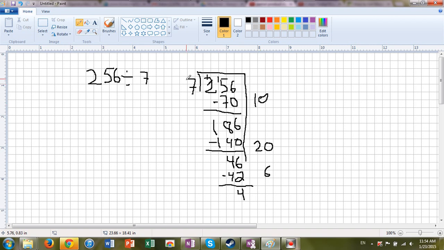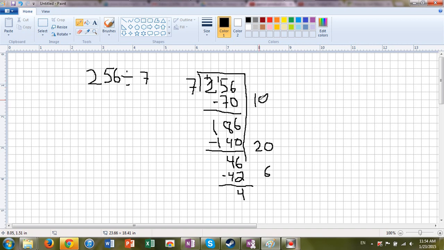Ooh, because I'm making groups of 7, and I only have 4 left. If I'm talking about jelly beans, I've only got 4 jelly beans. I can't make a complete group of 7. So this is going to be my leftover, or remainder.